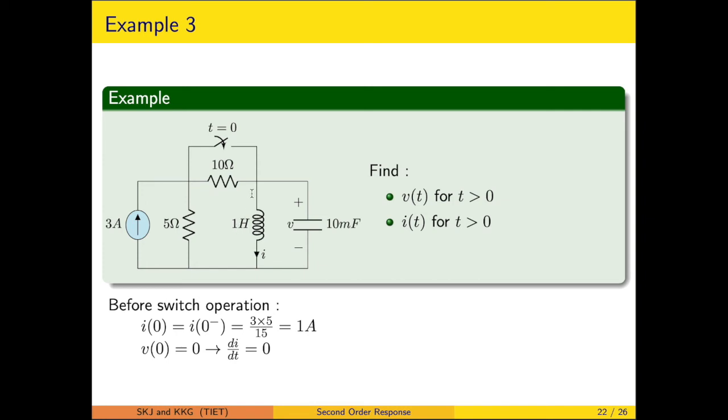Switch is open, so the inductor will be short circuited and the capacitor will be open. When the inductor is short circuited, the voltage across the capacitor will be 0, giving the 0 value. With the inductor current short circuited, the current will be a parallel division between the 5 ohm and the 10 ohm, giving I0 equal to 1 ampere. When the voltage is 0, L di/dt, which is the voltage across the inductor, will also be 0, giving di/dt equal to 0.